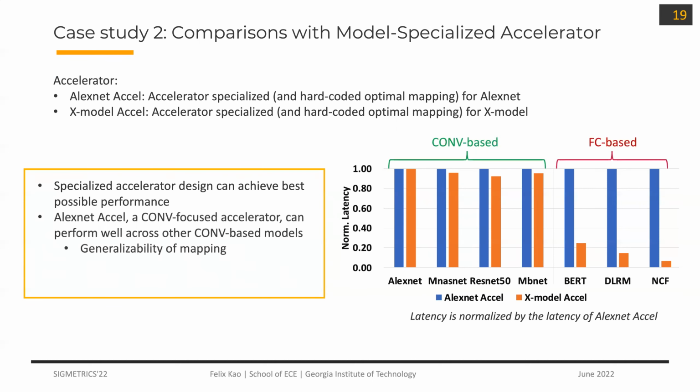Next, if we group the models by convolution and fully connected, we could see a clear trend of performance difference between convolution and fully connected models. Alexnet accelerator, as an accelerator originally tailored for a convolution model, can perform relatively well across other convolution models as well. It is because there are some general mapping ideas that are transferable between convolution models, for example, the parallelism dimension choices or stationary choices. And we'll come back to this later.